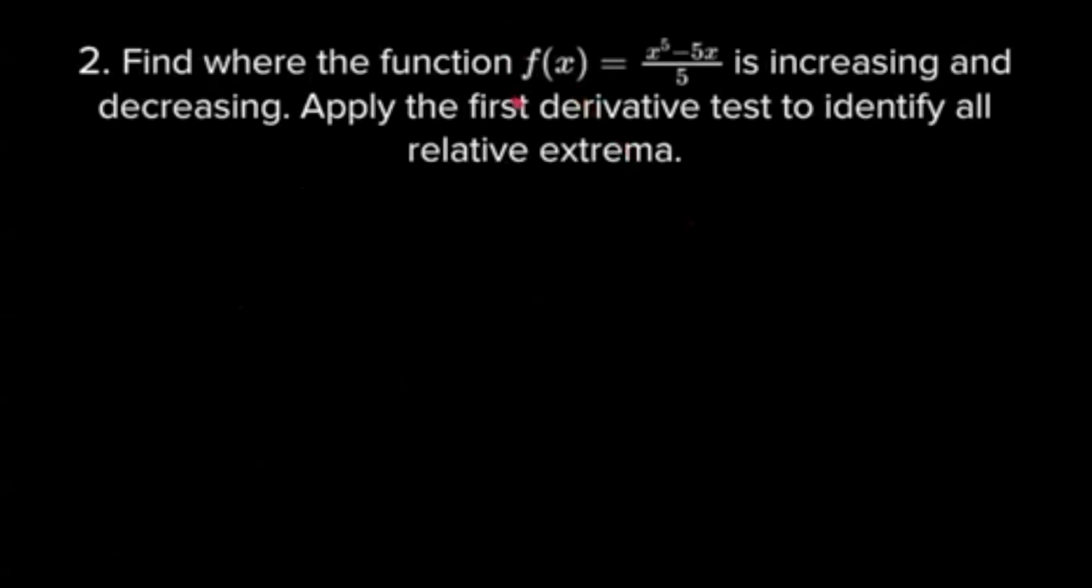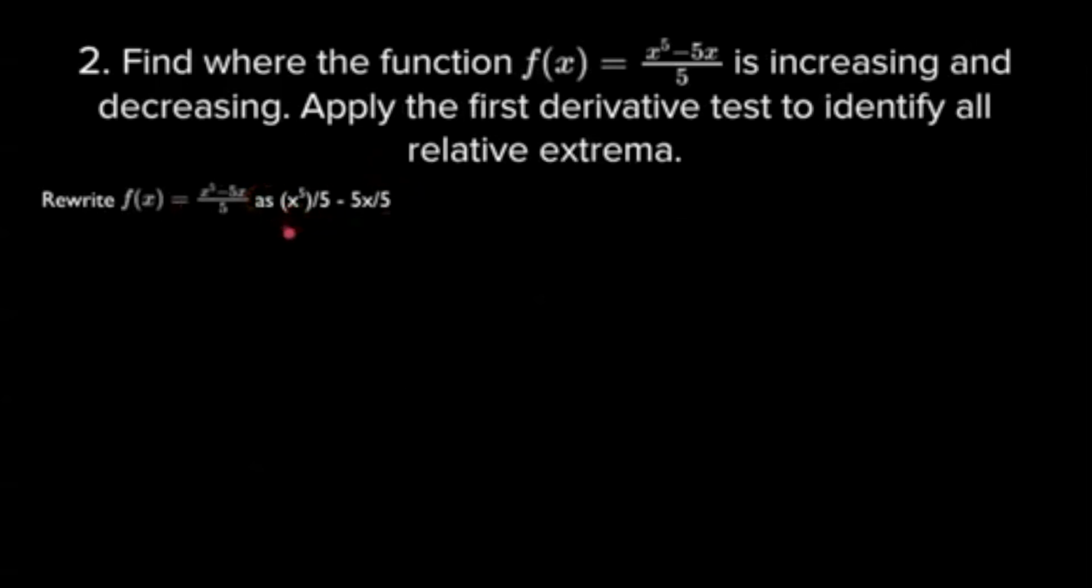Okay, so the first thing we can do here is rewrite this equation. Instead of x to the fifth minus 5x divided by 5, we can split this into two and have x to the fifth divided by 5 minus 5x divided by 5. And we can do this because we know that all numbers in the numerator are individually divided by the number in the denominator. And it's much easier to take the derivative of this than the original function, as we'd have to use the quotient rule in the original function. And here we can just use the power rule.